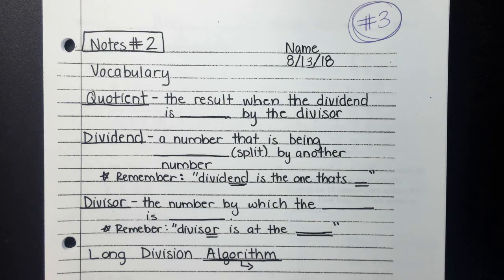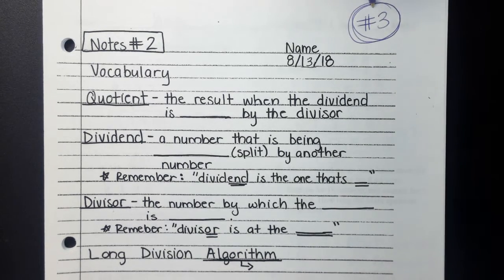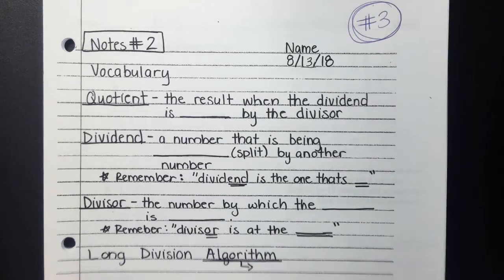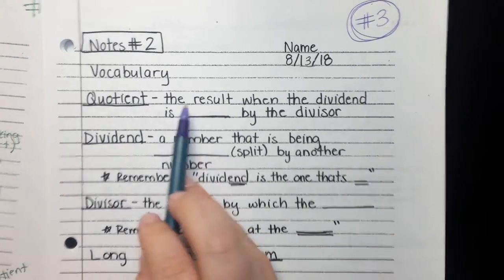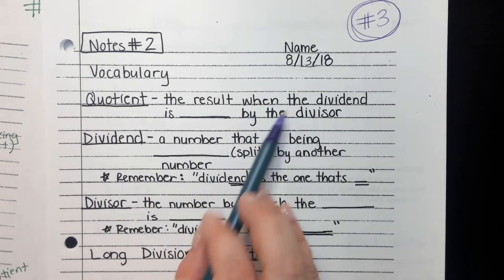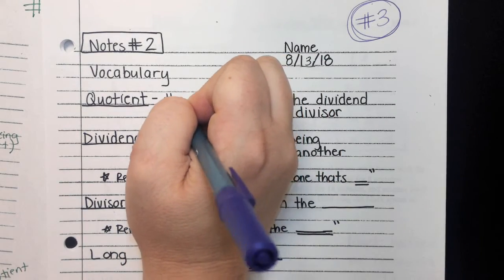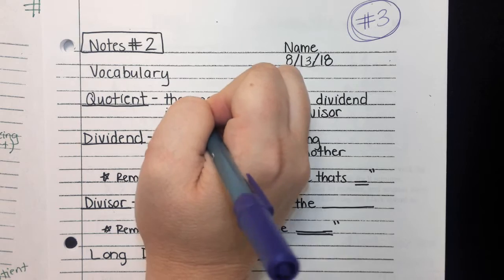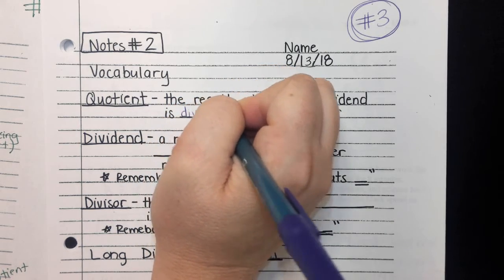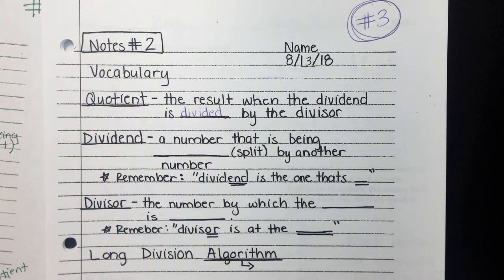All right, so our notes today, it says number 2, but this is going to be number 3 in our binder because we numbered our homework yesterday, number 2, so we have number 3. And then the quotient, we just said, is the result when the dividend is divided. So the quotient means we're dividing.